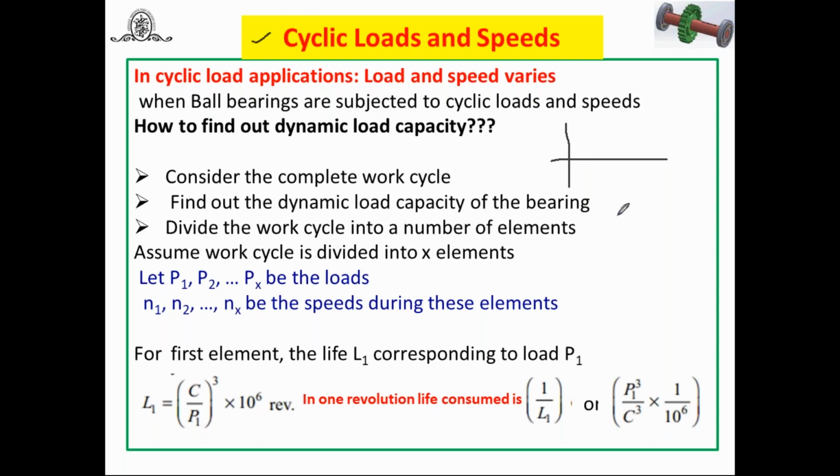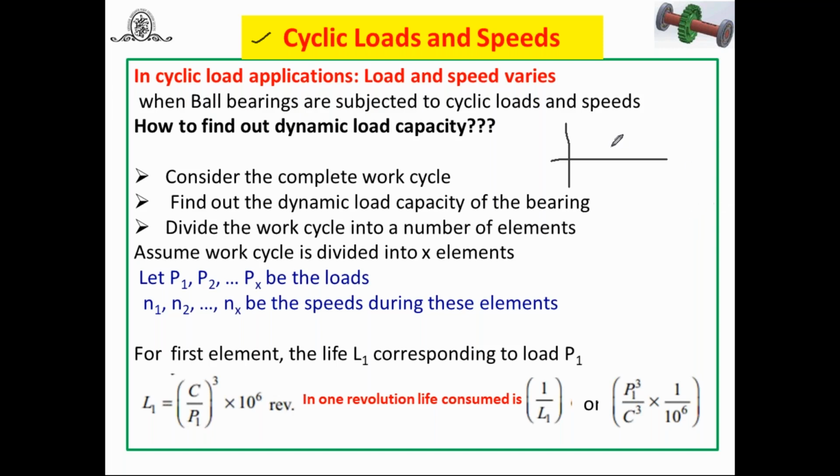That means during that cycle, meaning operation, the bearing is subjected to some load for some period of time, some other load for some period of time, and some other load for some period of time. It does not remain constant. It is going to vary. And then how to select the bearing for that cyclic load condition and varying speed.